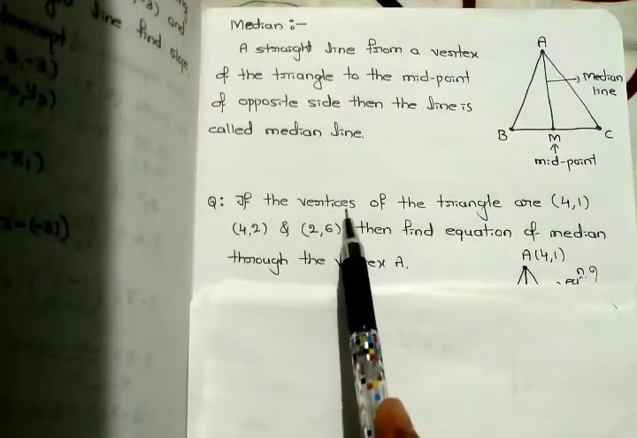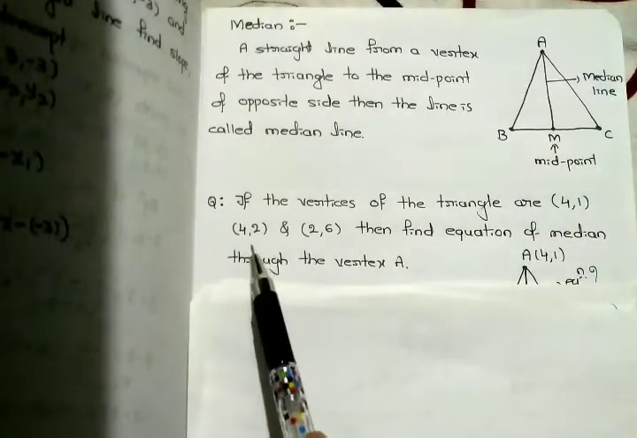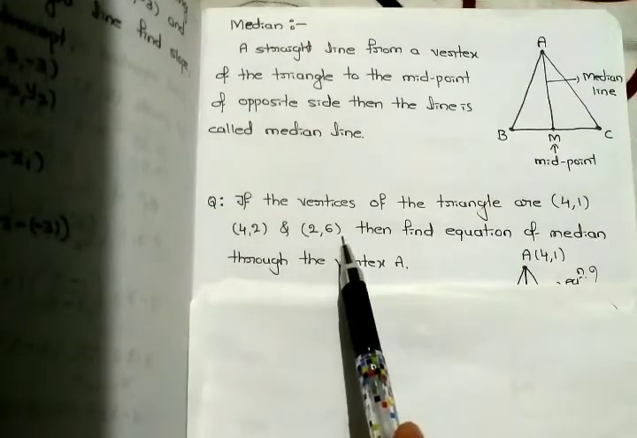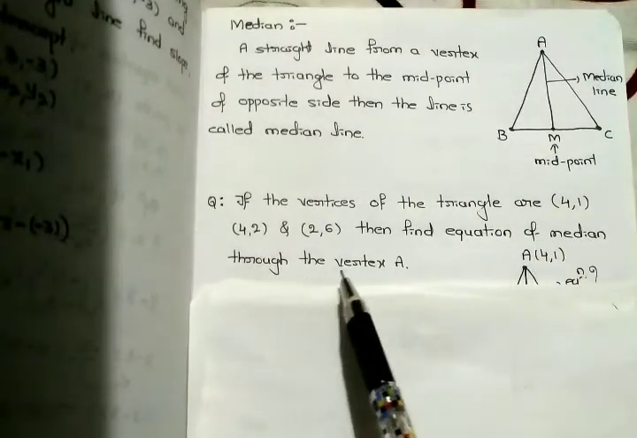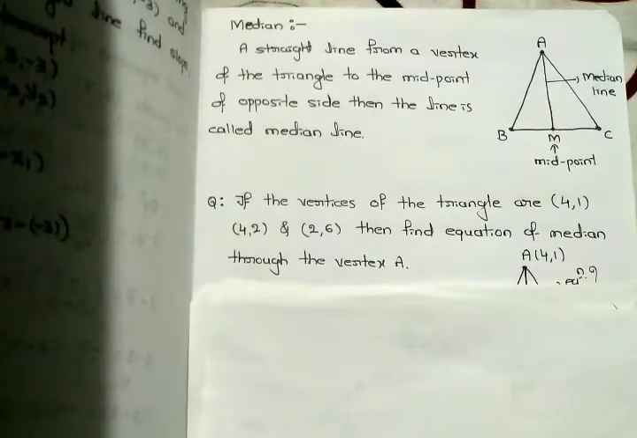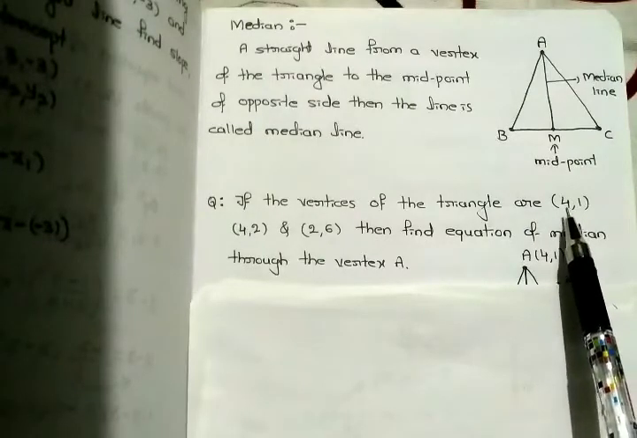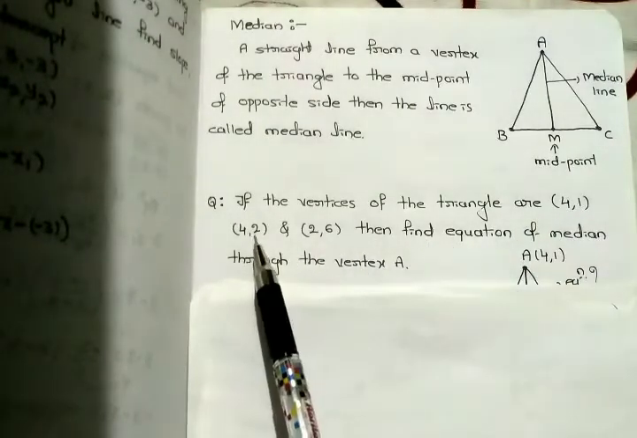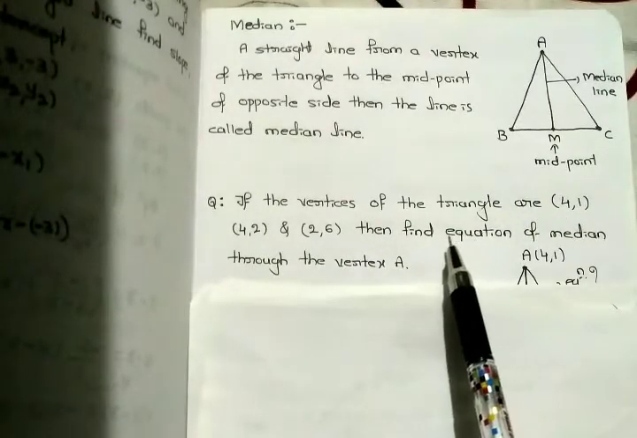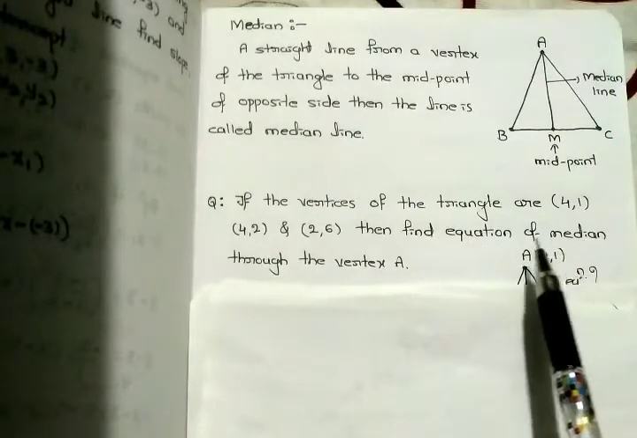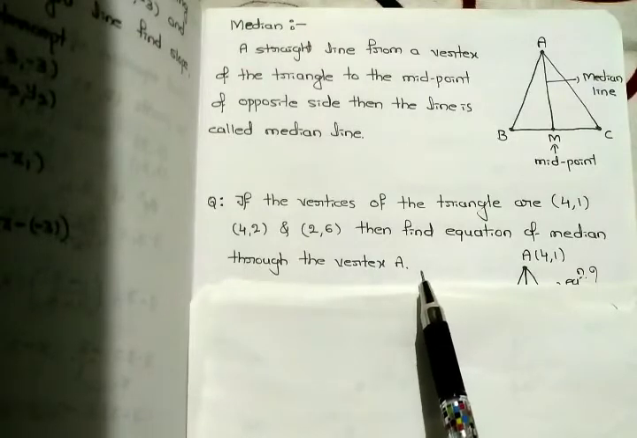If the vertices of the triangle are (4, 1), (4, 2) and (2, 6), then find the equation of the median through the vertex A. So this is the question. Here 3 points of the triangle are already given: (4, 1), (4, 2) and (2, 6). Using these 3 points, you need to find the equation of the median. The condition is already given: through the vertex A.